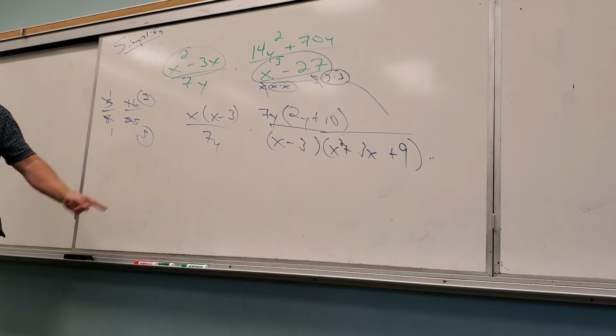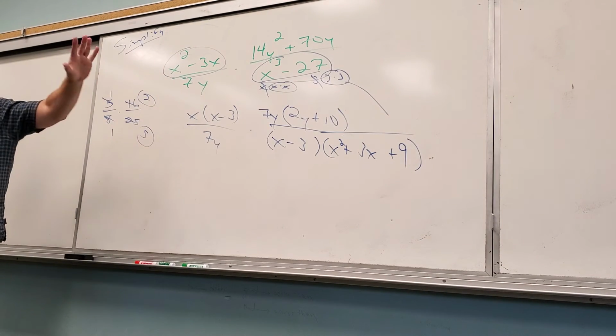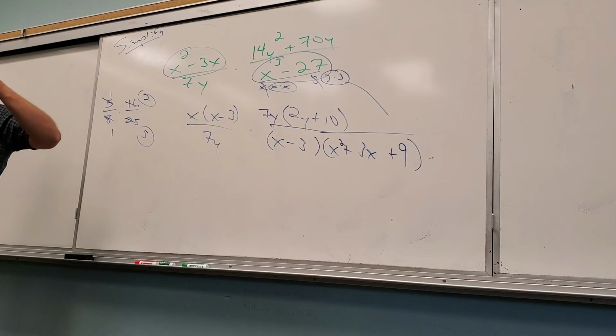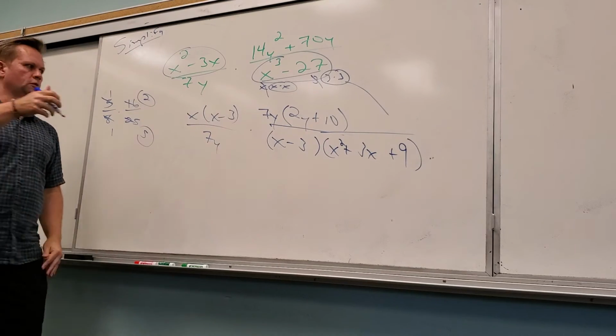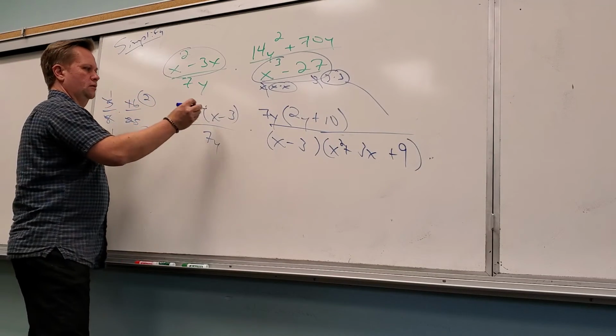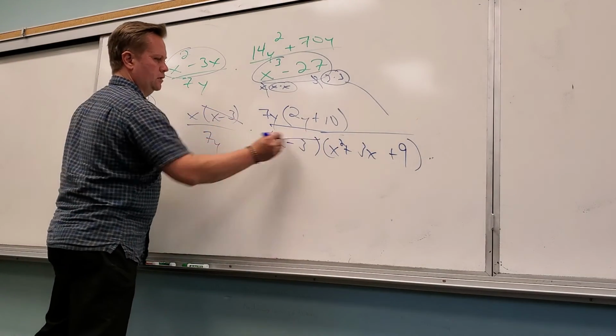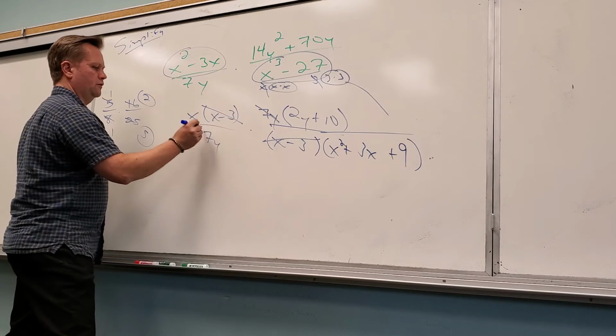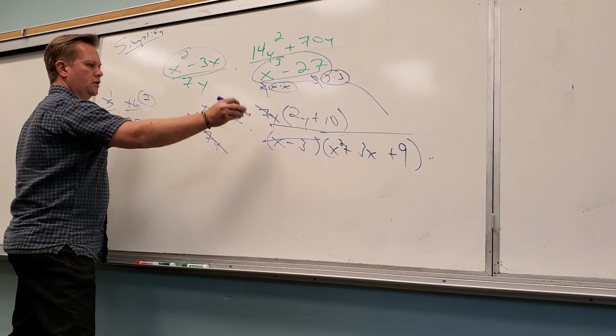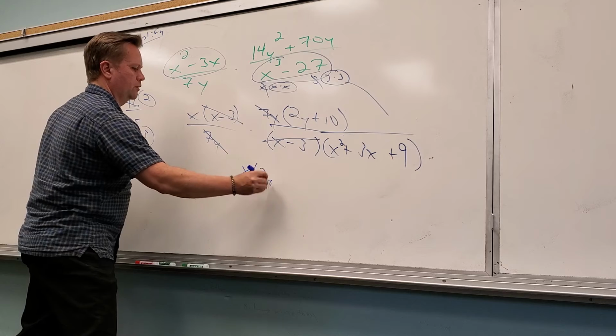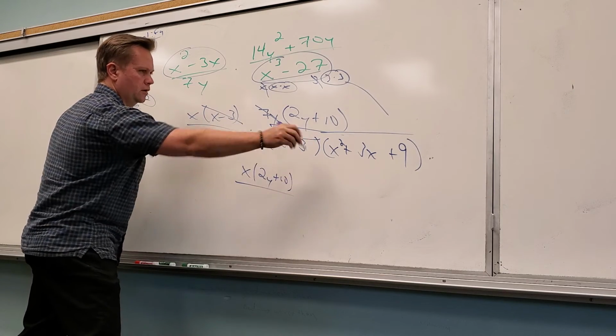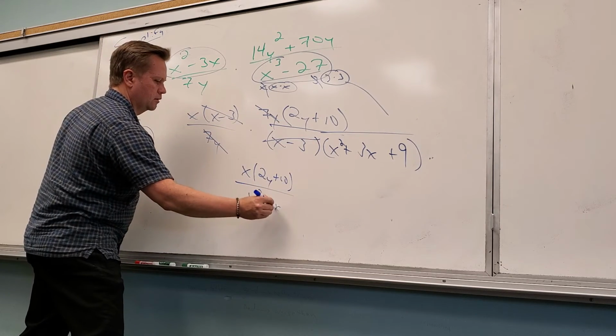So now you got everything multiplied out, right? I mean, everything's written as multiplication, so now division can do its job. So what dies? The x minus 3 and the 7y. Yeah, the x minus 3, 7y. And then you got x times 2y plus 10 over all this business here.